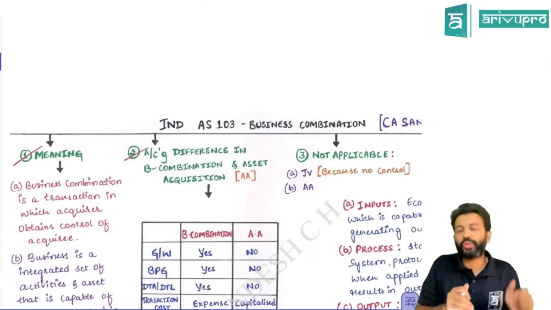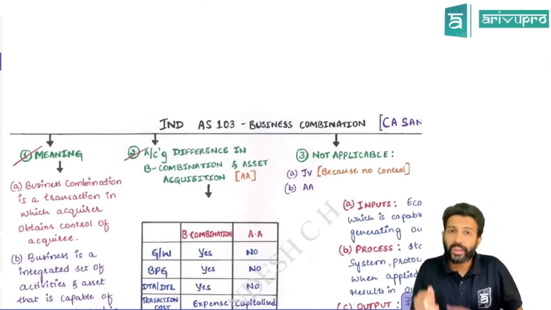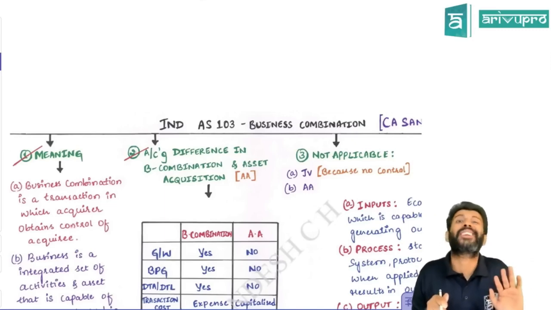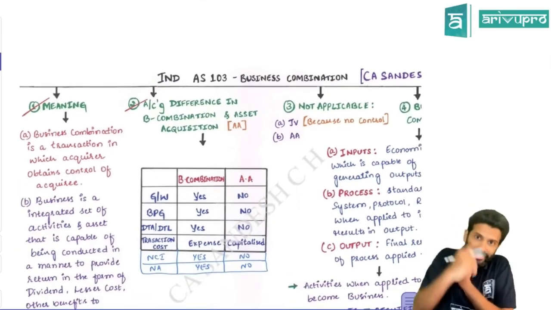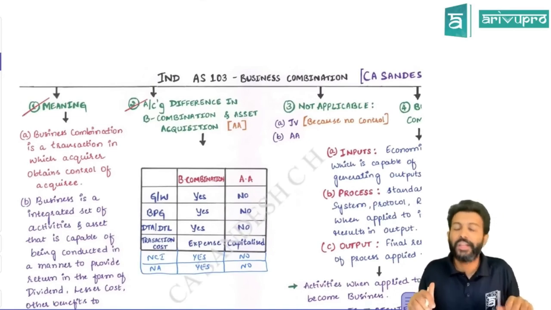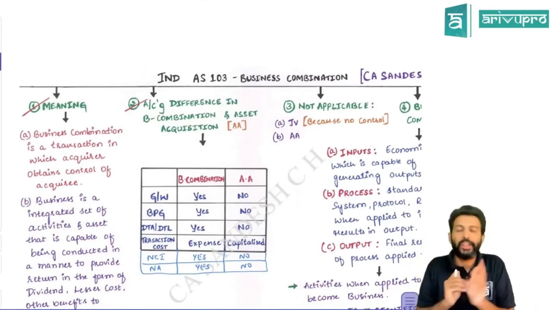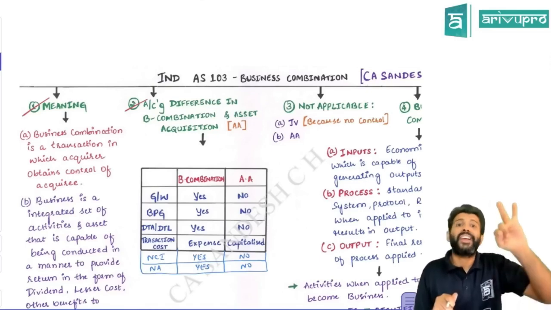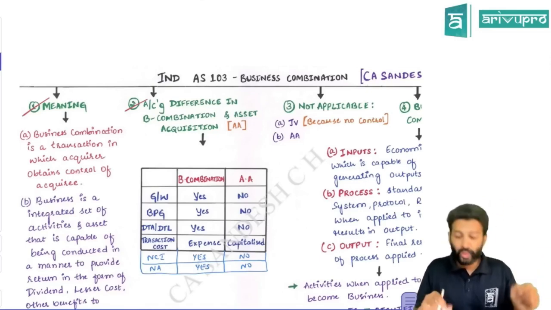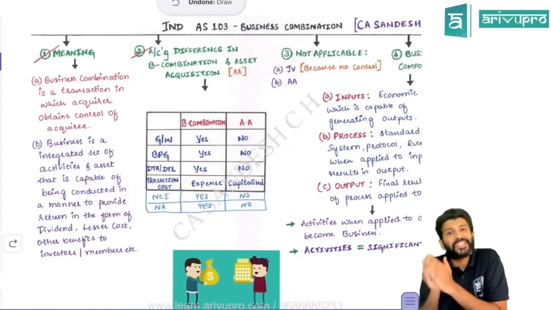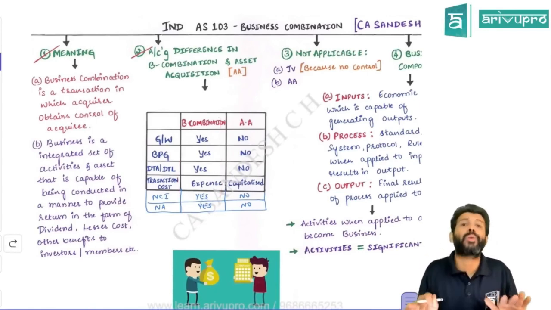But before you start IND AS 103 accounting, you need to quickly confirm: is it really a business acquisition or is it an asset acquisition? Because it makes the world of difference. If it is a business acquisition, then you will record goodwill, bargain purchase gain, net assets, NCI, DTA, DTL accounting. All this will come for business combination. However, if it is just an asset acquisition, all these things will not be coming.